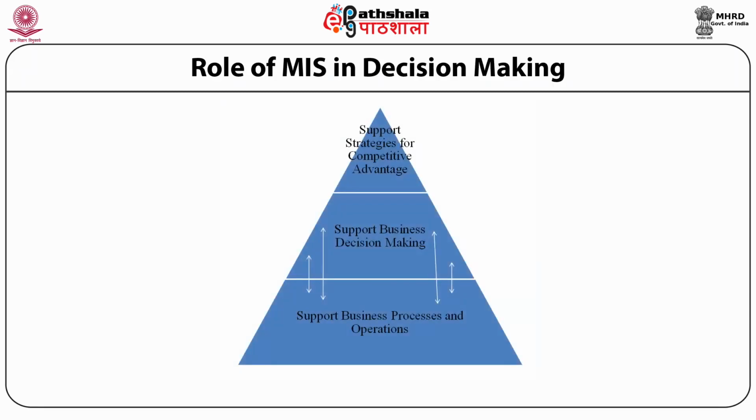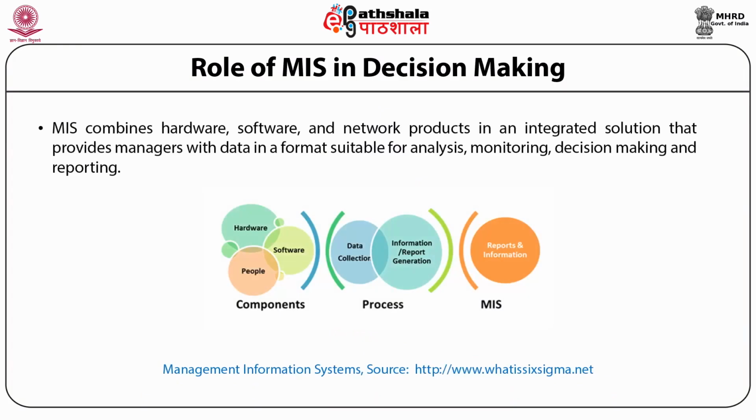There are 3 vital roles that an information system can perform for a business enterprise: support for business processes and operations, support for decision making by employees and managers, and support of strategy for competitive advantage. MIS combines hardware, software, and network products in an integrated solution that provides managers with data in a format suitable for analysis, monitoring, decision making, and reporting. The system collects data, stores it in a database, and makes it available for users over a secure network.